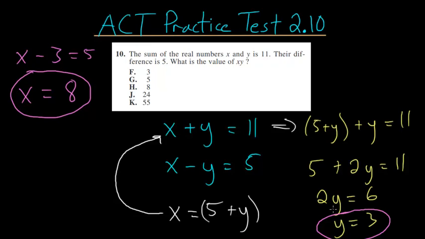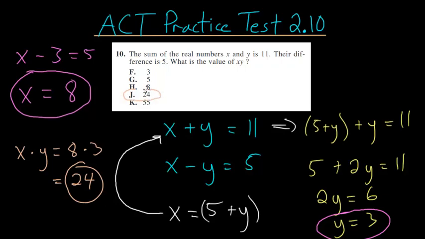But just bringing up a previous point, in this second equation that we wrote down, if we had written y minus x is equal to 5, then y would be 8 and x would be 3. But the point is, you would still get these values of 3 and 8. So to finish this question off, all we have to do is answer, what is the value of xy? Or what's the value of x times y? So let's write down x times y, but we know that x is 8 and y is 3, so x times y would be 24. So choice letter J would be our final answer.